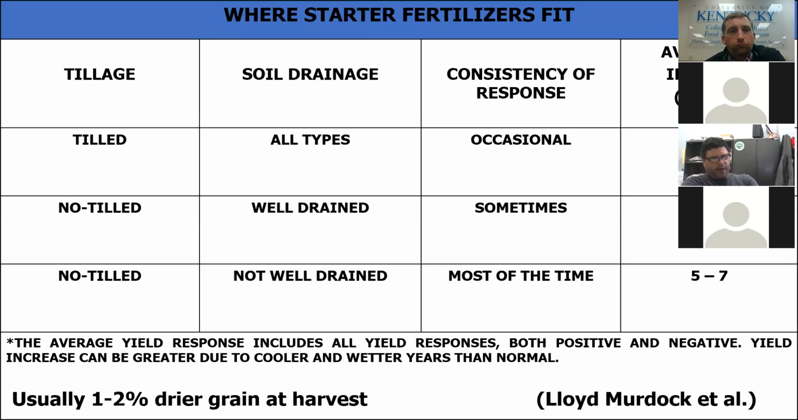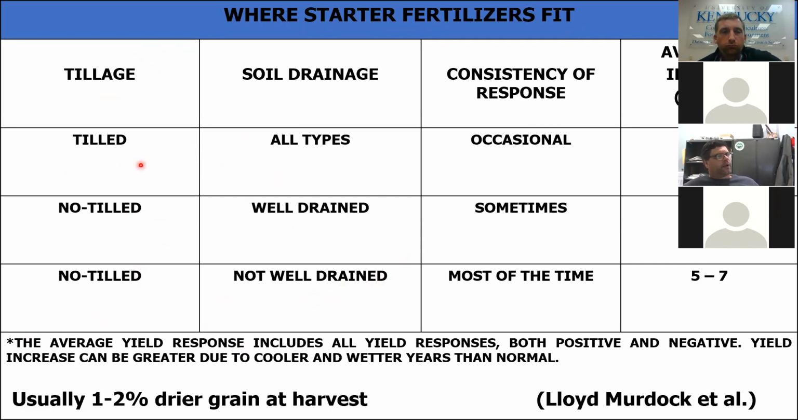This is what Lloyd Murdoch gave me back in 2010 when I started. He summarized it all in one slide. This is in several different publications, but we have tillage in this left column. We have tilled, no-tilled. Soil drainage: tilled with all types of soil drainage, no-till well-drained, and no-till not well-drained. And now here's what we're interested in, the consistency of response.